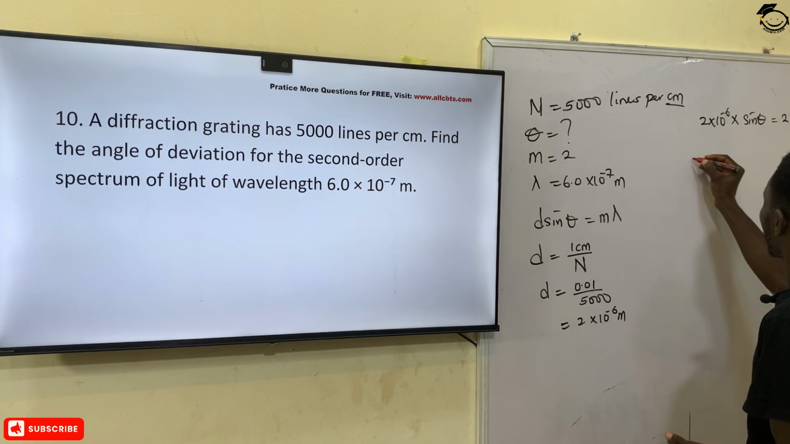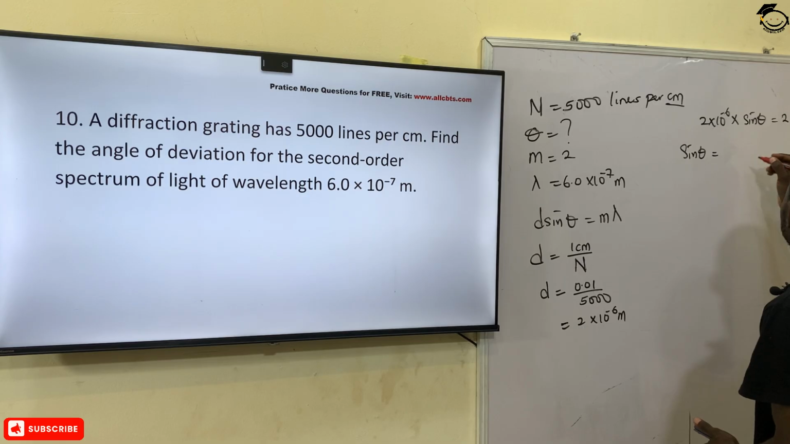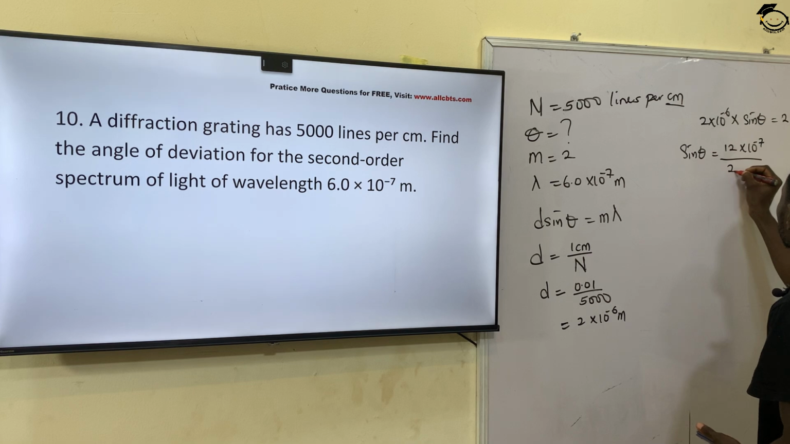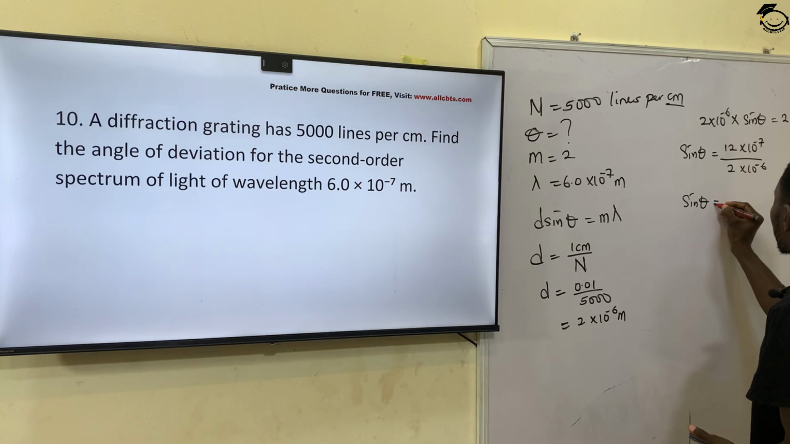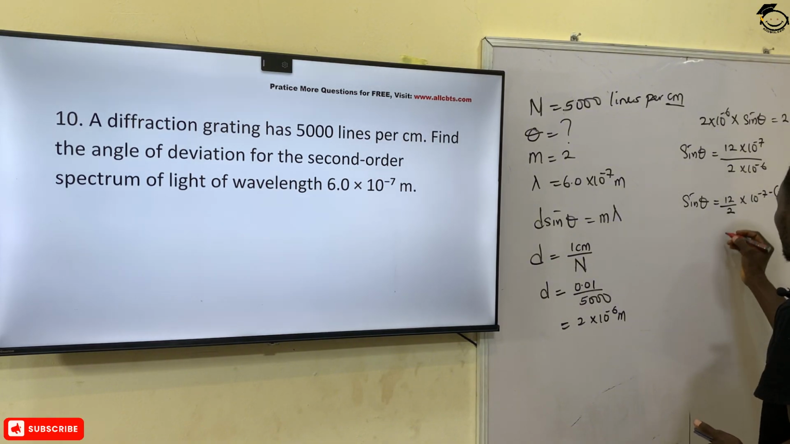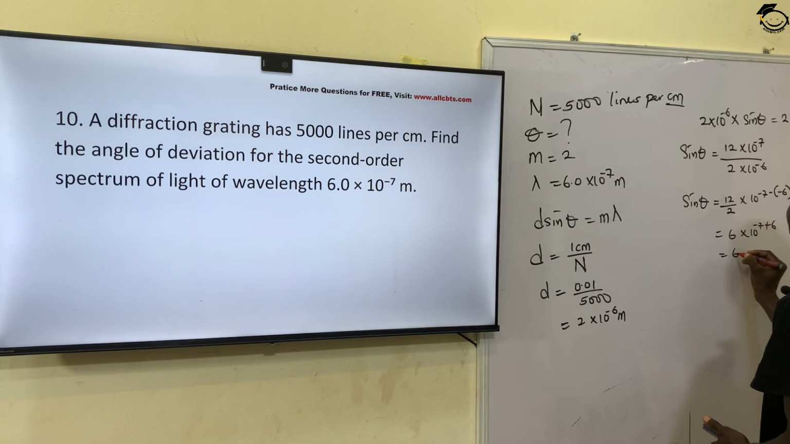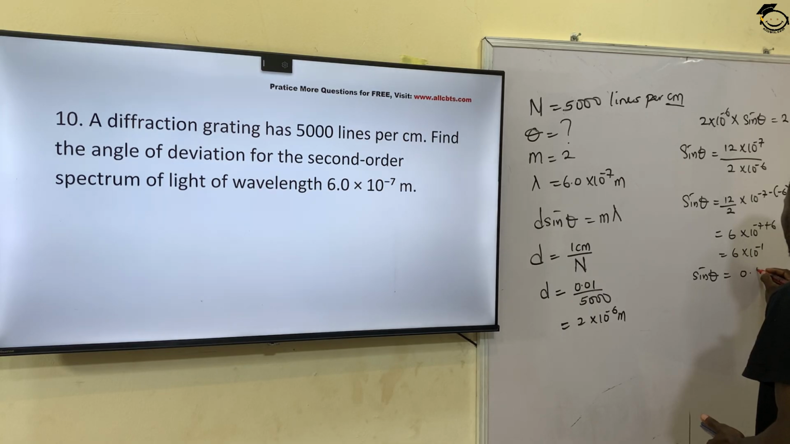So this would mean that I have sine theta equals 12 times 10 raised to the power minus 7 divided by 2 times 10 raised to the power minus 6. So sine theta equals 12 over 2 times 10 raised to the power minus 7 minus 6. That will give me 6 times 10 raised to the power minus 7 plus 6, which is 6 times 10 raised to the power minus 1. That means my sine theta is equal to 0.6.